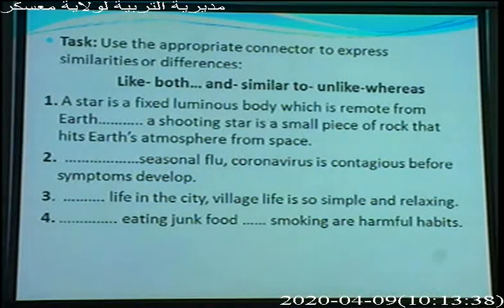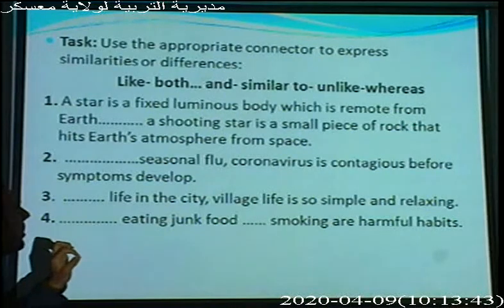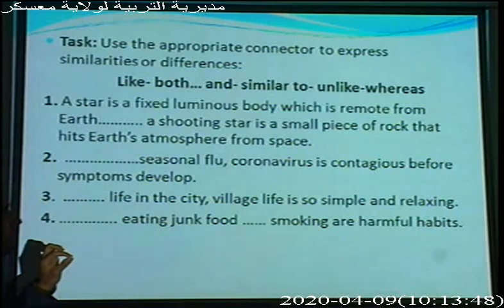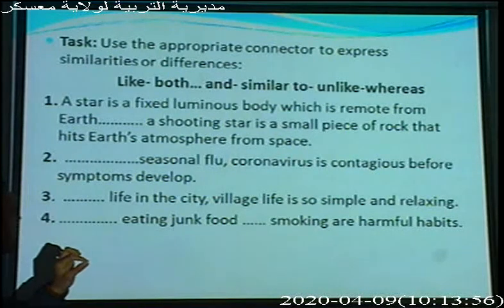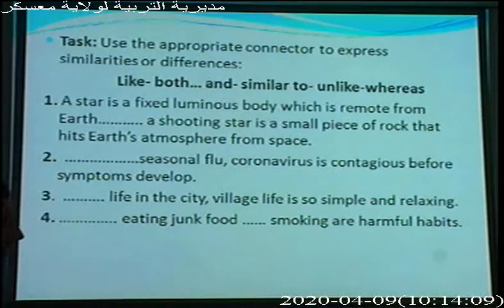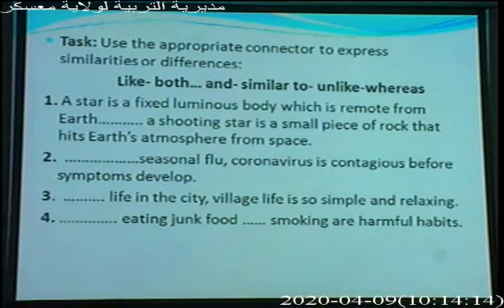In the first sentence, we have: a star is a fixed luminous body which is remote from the Earth. A shooting star is a small piece of rock that hits Earth's atmosphere from space. The second one: seasonal flu, coronavirus is contagious before symptoms develop. And the next one: life in the city, village life is so simple and relaxing. And the last one: eating junk food, smoking are harmful habits. I'm going to give you 15 minutes to do it, and I will be back.